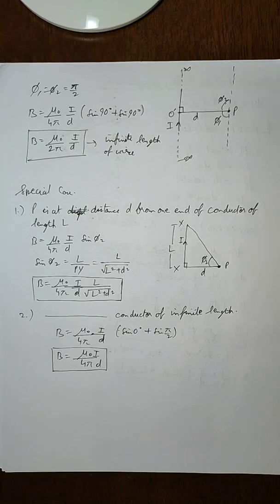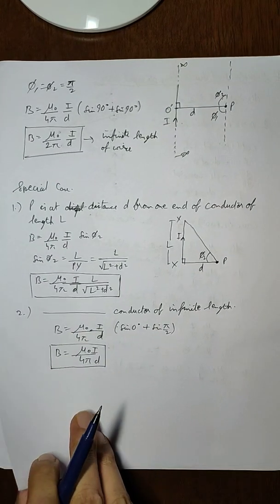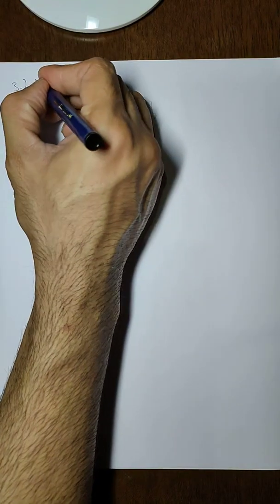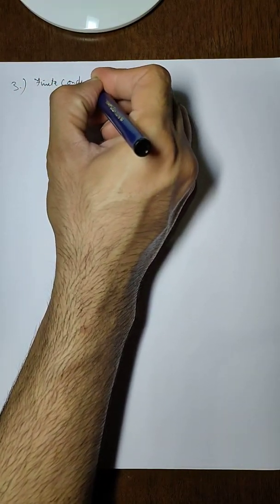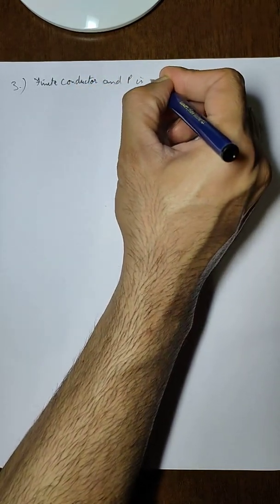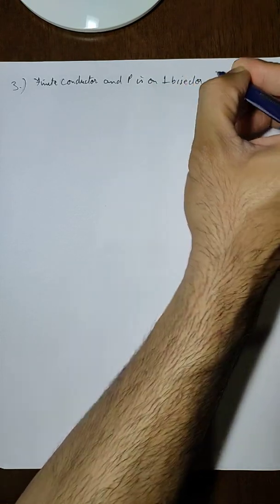Now suppose we have point P at a perpendicular bisector. Let us do another special case on the next sheet. This is our case number 3. The point P is at a perpendicular bisector of a finite conductor. So we have a finite conductor and P is on the perpendicular bisector of the conductor.